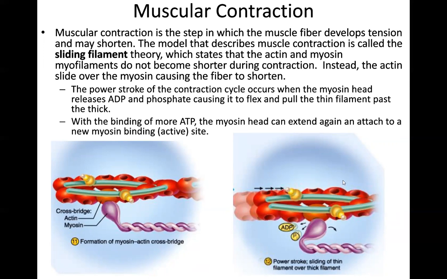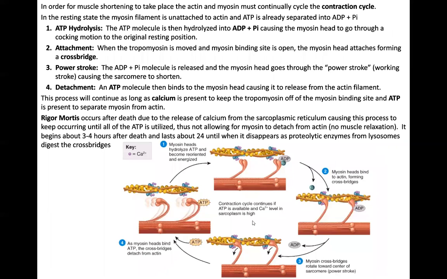Now this is only going to shorten the sarcomere very, very minimally. I'm talking fractions of anything, so it's minuscule. What we need to do is perform this process over and over and over again, which means that we need to, after flexing and pulling, break the myosin head free and then cock it again and then attach it again. And we call that the contraction cycle.